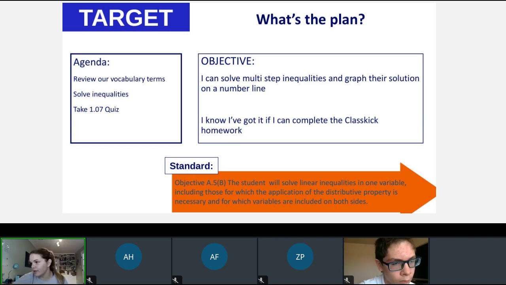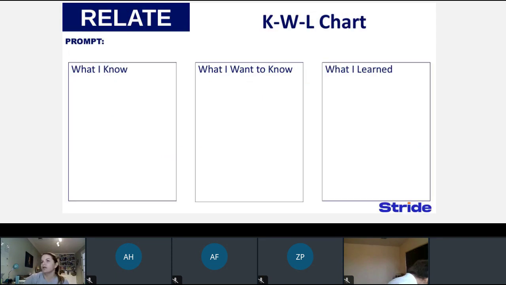You will have to graph a solution in your homework and on the written part of your test that's coming up, so it's very important. Let's go over it. I'm going to open the chat. Can y'all tell me some things that you already know about inequalities? What do we know?